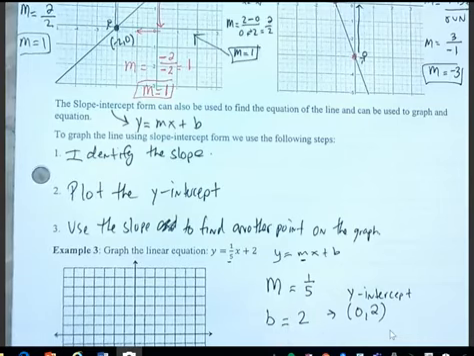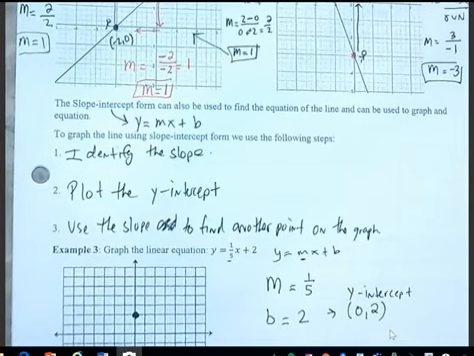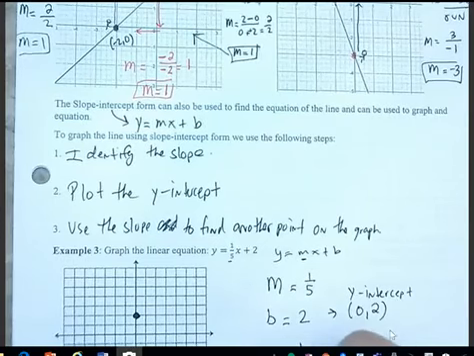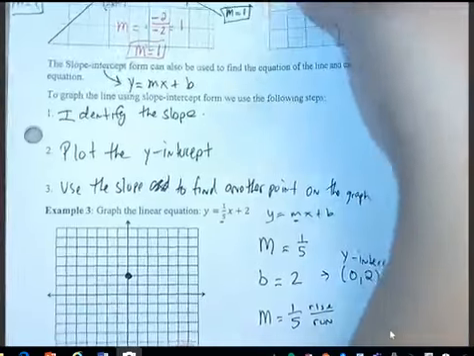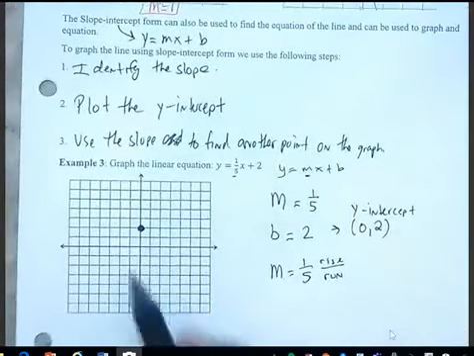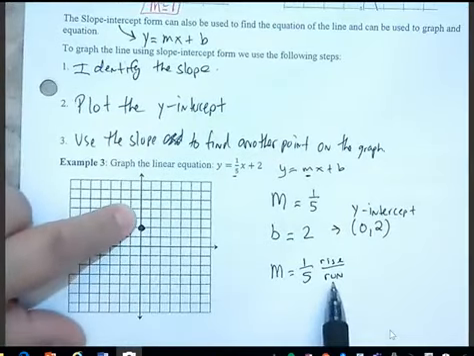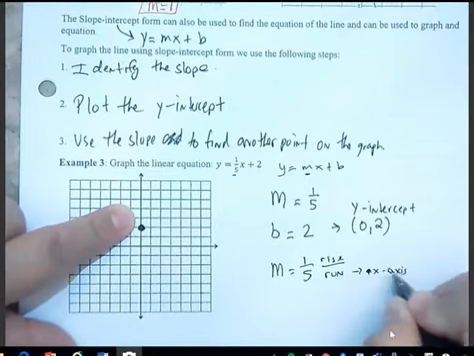Now we're going to plot the y-intercept. From this y-intercept, we're going to use the slope to find another point. So this is going to be the rise, and this is going to be the run. So from this point, it's telling us to rise 1 and run 5. So run is the x-axis, and rise is the y-axis.